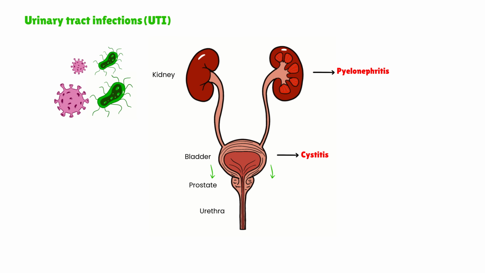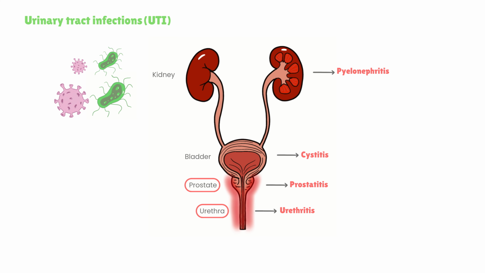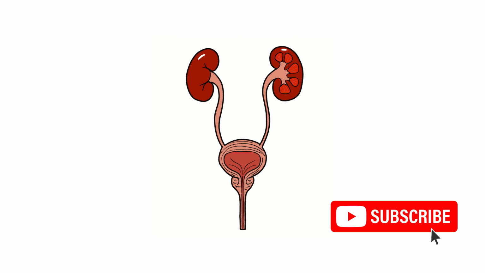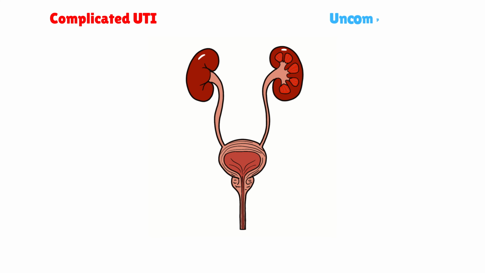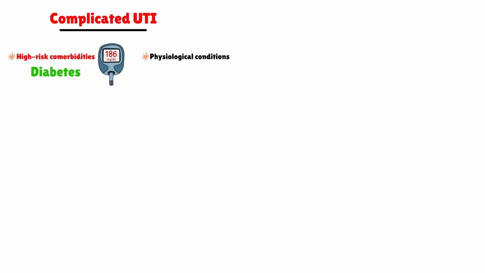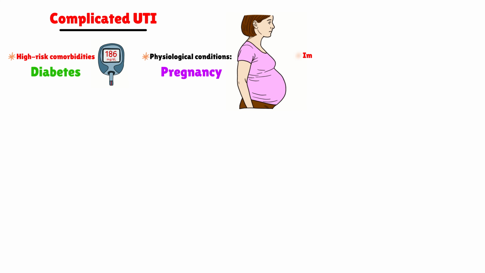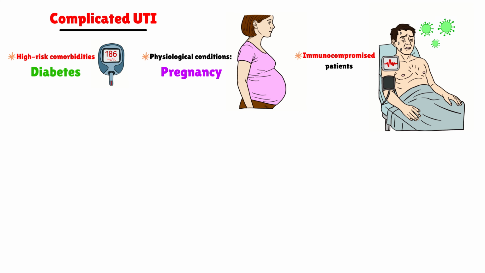Otherwise, if it goes downward, it can cause prostatitis and urethritis, which are the inflammation of the prostate and the urethra. These infections are divided into two main categories: complicated and uncomplicated. A complicated UTI appears in populations with high-risk comorbidities, such as diabetes, or in physiological conditions including pregnancy. It also includes immunocompromised patients or those with long-term urinary catheterization in hospitalized patients.